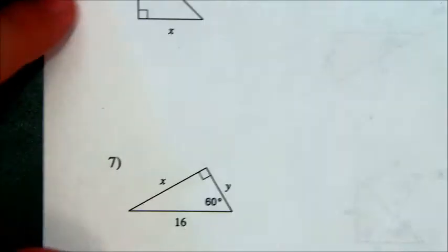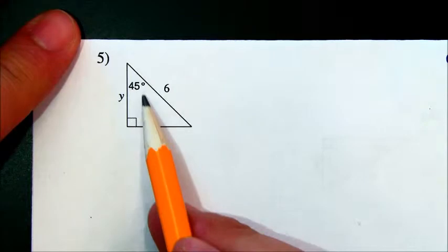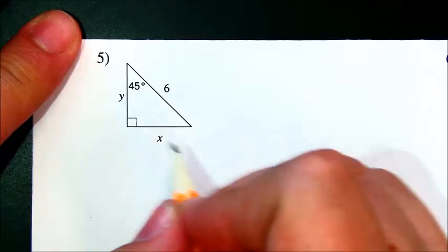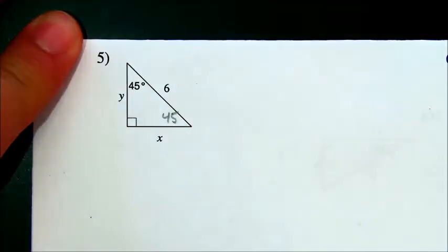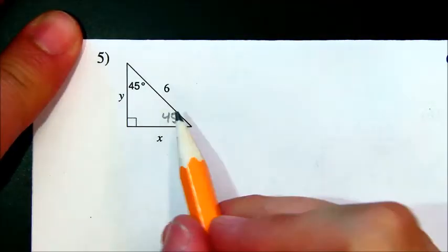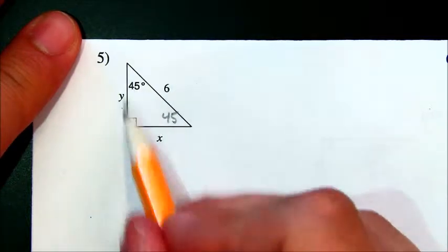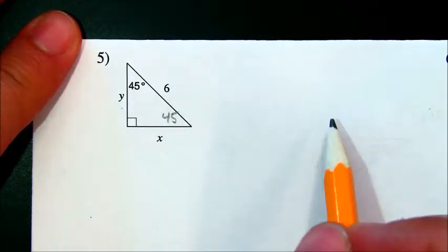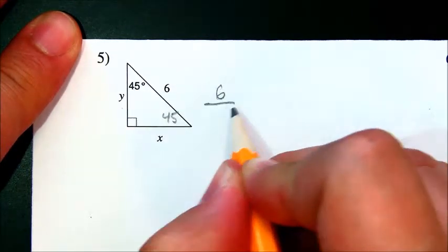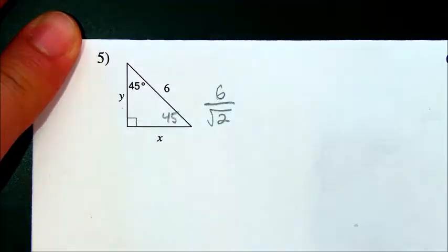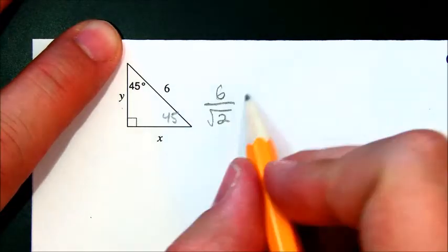One last example for this video. I've got a 45, 45, 90 triangle. And I'm given the hypotenuse again. I want to take the hypotenuse and figure out what each of the legs are. Just like the last problem, I'm going to divide by the square root of 2. So I'll take 6, divide by the square root of 2. Going backwards this time, from the hypotenuse to the leg.